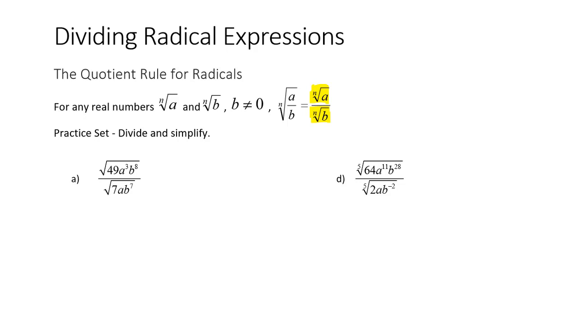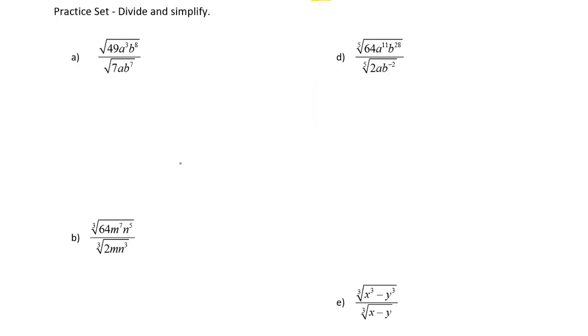Let's do some practice exercises. Starting with the first one, we have the square root of 49, a to the third, b to the eighth, all divided by, in the denominator, the square root of 7, ab to the seventh. Let's see if we can rewrite this. Well, the indexes are 2 on both the numerator and denominator, and we can rewrite this as 49 divided by 7, which is just 7 in the numerator. A to the third divided by a is a to the second, and b to the eighth divided by b to the seventh is just b in the numerator.